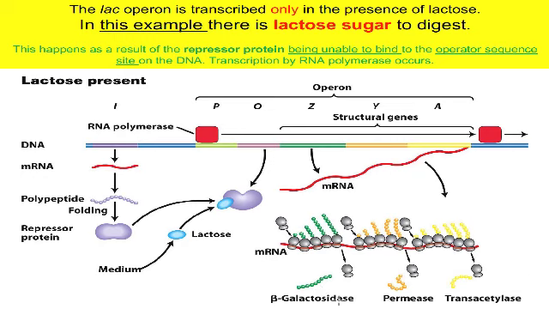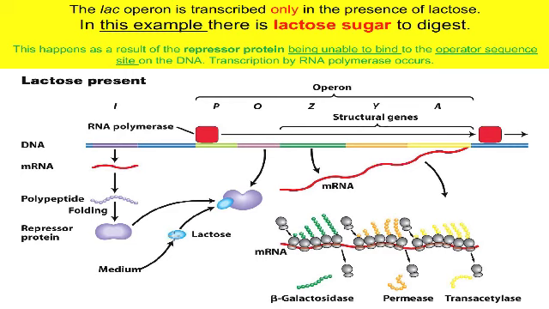So the beta-galactosidase is now free to start attacking any lactose that's present in the cytoplasm and digesting it. The permease is now free to allow more and more lactose to enter the cell. This configuration will ensue until the levels of lactose begin to diminish.